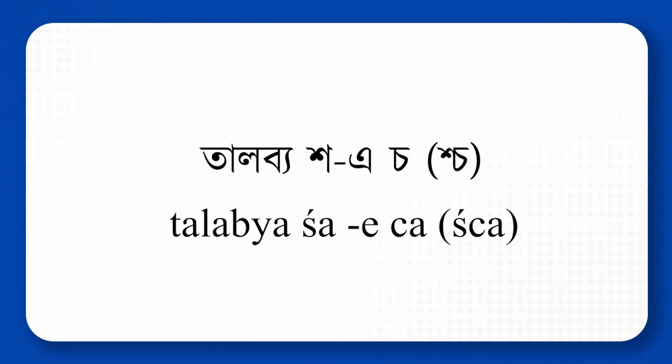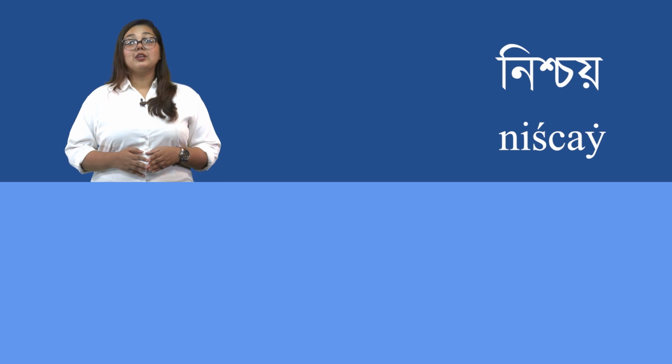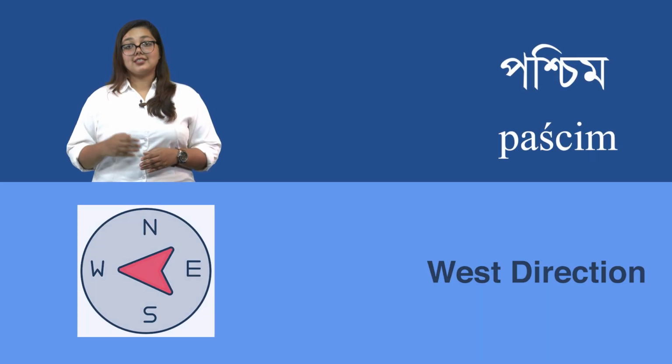When the merge of Ushma Borno and Cho Borno happens, the first consonant cluster is Talubo Shoy Choy. In this conjunction, we can see that Talubo Sho and Cho retain their original form, but these two consonants are placed side by side. We have this conjunct in words like Nishchoy, which means definitely, and Poshchim, which means west direction.